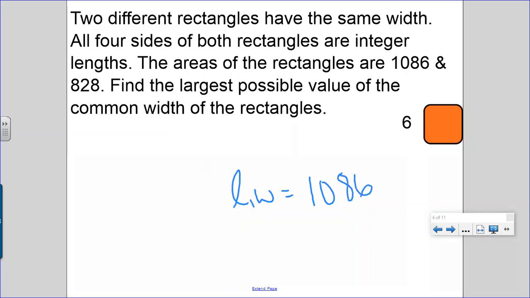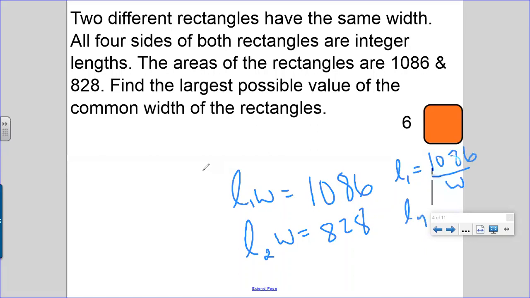Let's call that length 1, and then length 2 is the other one. And then we get width is the same. And so because the width is the same, we can essentially say that length 1 is equal to 1086 over W, and length 2 is equal to 828 over W. And so we can just say, hey, we really are looking for the greatest common divisor of these two numbers.